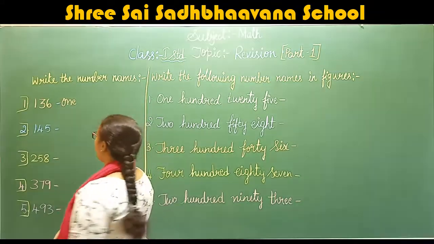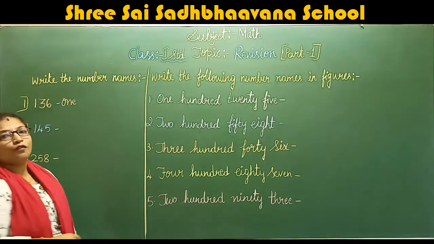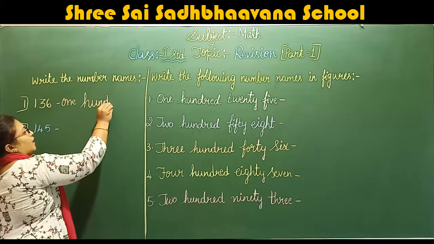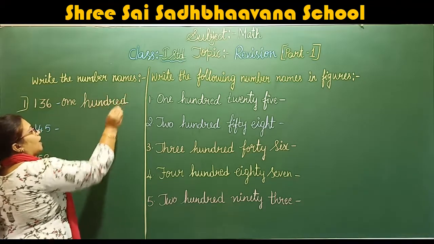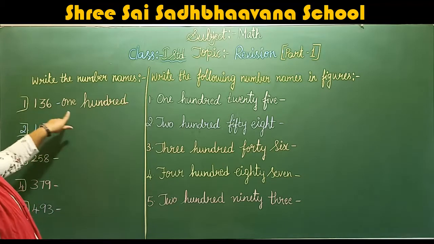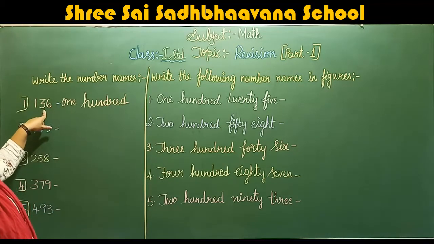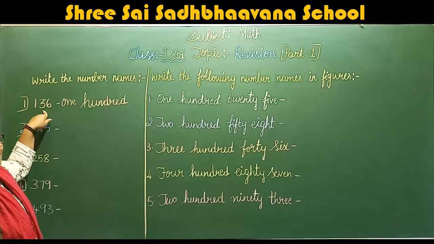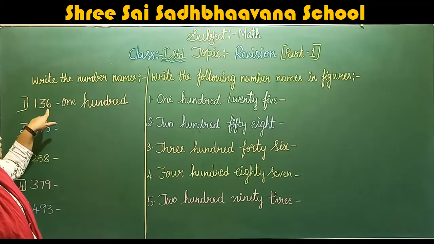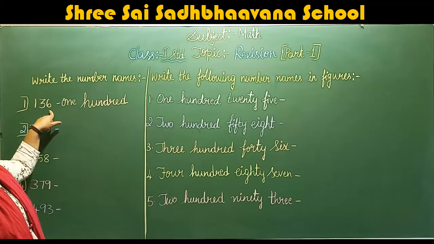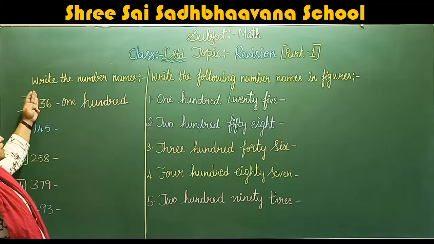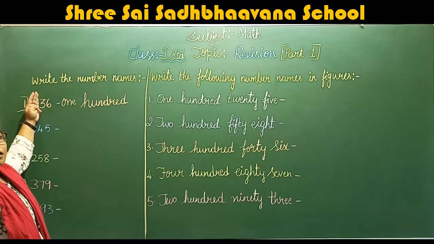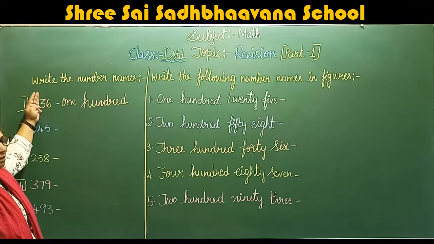What is the spelling of 100? H-U-N-D-R-E-D, hundred. How much is there? 3, 6. So 3 is in the tens place, so 3 tens are there, and 6 ones are there. Leave this, see this number, what is it now? 36. So you have to write the 36 spelling.